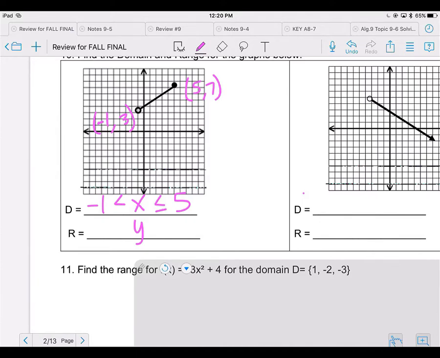My range is my y's. Y's go from 3 to 7. Again, we go less than. And when y is 7, there is a filled in bubble, so we do the line under the inequality for that as well.